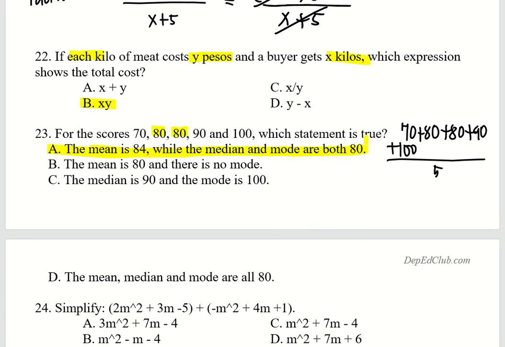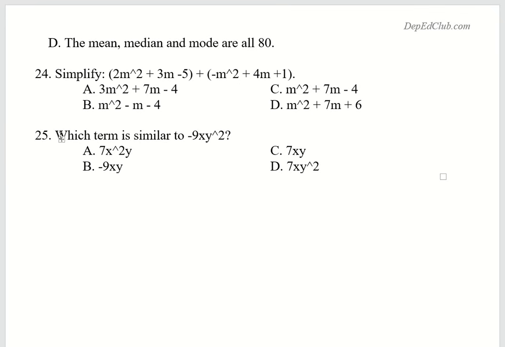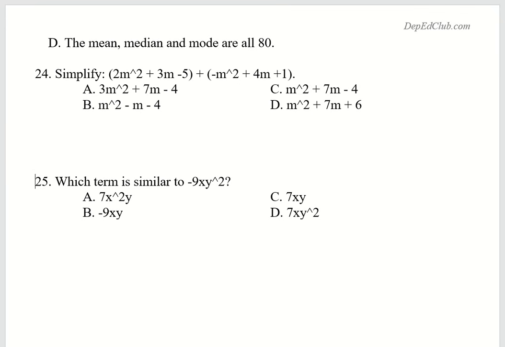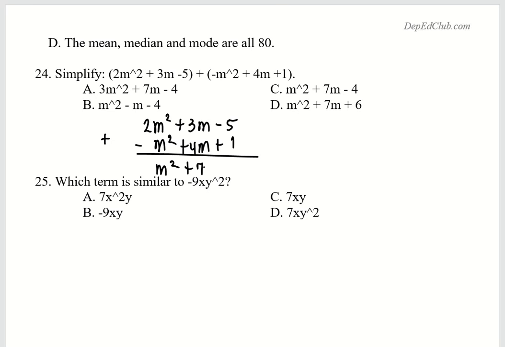Then 24, simplify. Okay, so we have here trinomial. Okay, so again, you just need to combine like terms. So 2m squared plus 3m minus 5. Okay, you can solve it horizontally. Negative m squared. So, dun nyo ilagay sa common term niya. Then, plus 4m plus 1. So, we got 2m squared minus m squared. That will be m squared, 3m plus 4m, 7m. The negative 5 plus 1, that will be negative 4. M squared plus 7m minus 4. That is letter C.